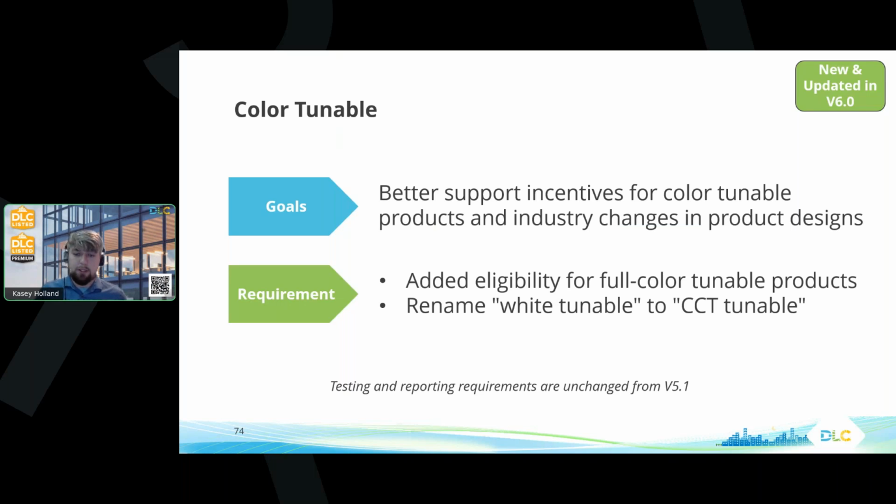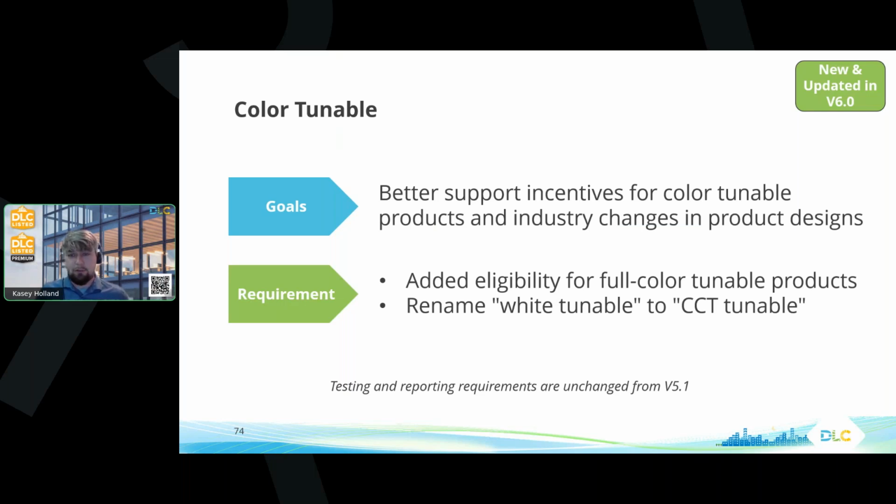So we want to make sure that we're supporting incentives for these color tunable products and that our policy is really meeting the market for where it's at today, as well as considers changes to the ANSI C78.377 standard that I mentioned earlier, which introduced new non-white CCTs. So first and foremost, like I said, we added eligibility for full color tunable products. The testing and reporting requirements for these products are identical to that of white tunable under version 5.1, or now known as CCT tunable under version 6.